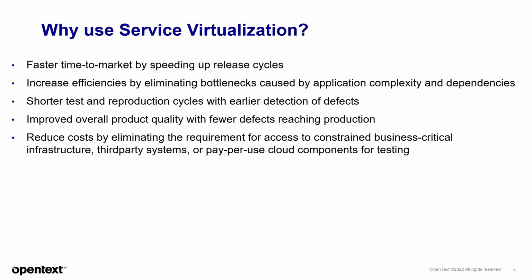Shorter test and reproduction cycles, earlier detection of defects. This kind of touches on the first two. We can move faster with development because we're not dependent on other services that might not be ready or might be expensive. Improved overall product quality with fewer defects reaching production. There are several ways that you can achieve this with service virtualization, and when I look at some of the use cases, the slides below will touch on that. And reduce costs by eliminating the requirement for access to constrained business critical infrastructure, third-party systems, and pay-per-use cloud components for testing. And it's pretty obvious what that is, and I've touched on all of those in the previous bullets.